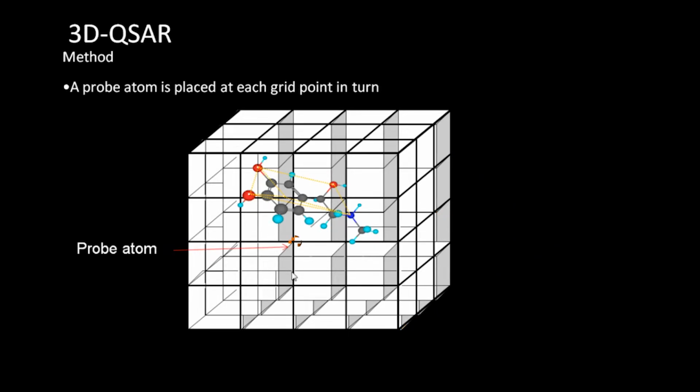Now you can have a probe atom; like I mentioned, it could be sp3 carbon. So what we do is move this sp3 carbon to each of these grid points and measure the steric interaction or repulsion and the electrostatic interaction or repulsion with this molecule. We get lots of data at each grid point. Suppose you have 1,000 grid points, you will get 1,000 steric interaction data and 1,000 electrostatic interaction data. Then you try to correlate that with the activity using the partial least square method.